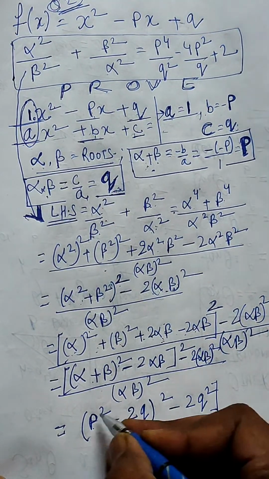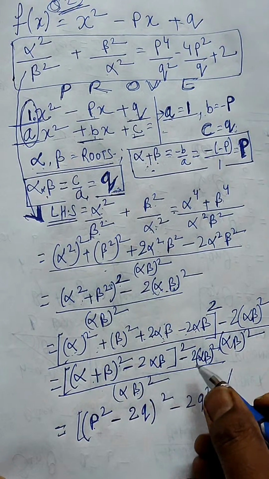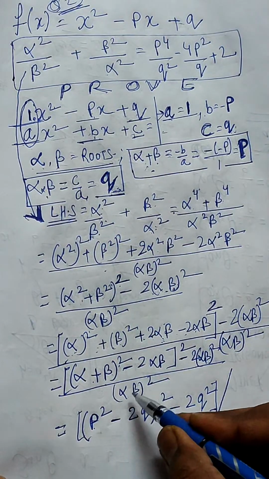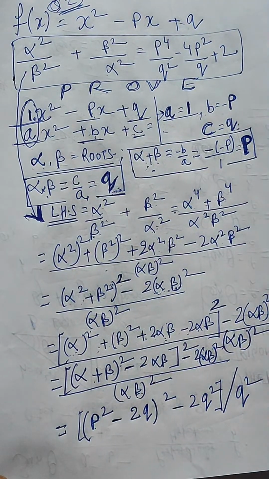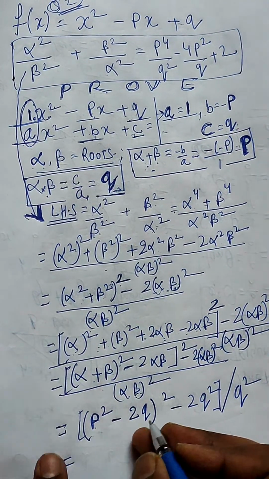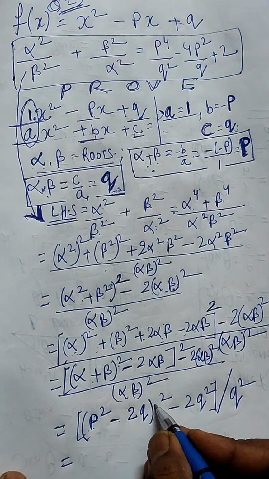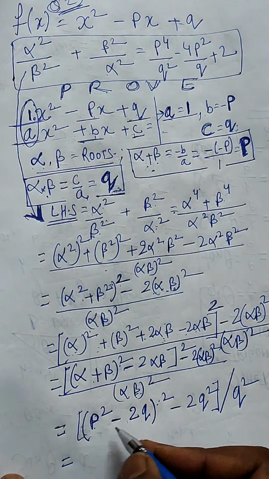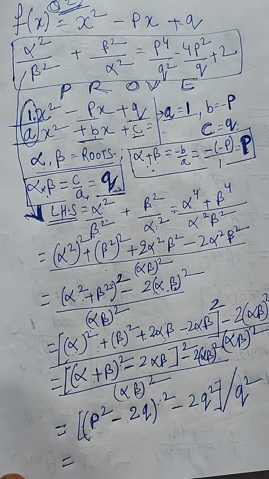All of this is divided by alpha beta whole square. What is the value of alpha beta? It's q. Put in the value over here, so q square will be coming in the denominator, right? Going to the next step, just expand it. a minus b whole square, isn't it? What is the value of a minus b whole square? a square plus b square minus 2ab, right?